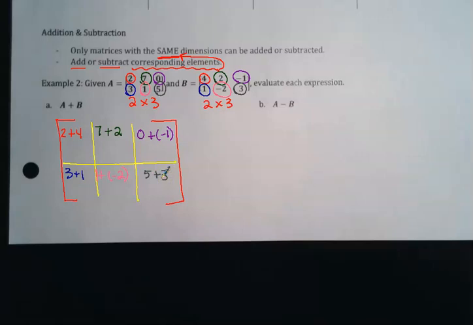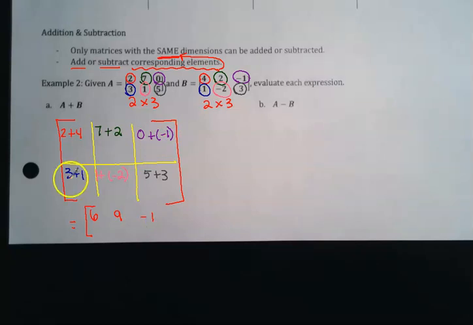So again, maybe having the grid is kind of helpful, maybe not. Okay, I made it a little bit big. So though, if I take that on and finish this, okay, so this is going to equal 2 plus 4 is 6 for my first one. 7 plus 2 is 9. 0 plus negative 1 is negative 1.